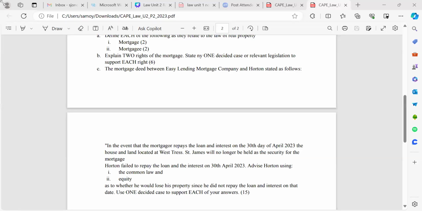Guys, don't allow the question to trick you. This question is literally discussing the last thing we spoke about: redemption. What did common law say? The common law says if you don't pay, you lose it. Equity comes and says it's too hard, so now let's soften it up. This is what equity says. It's literally the last thing we spoke about.